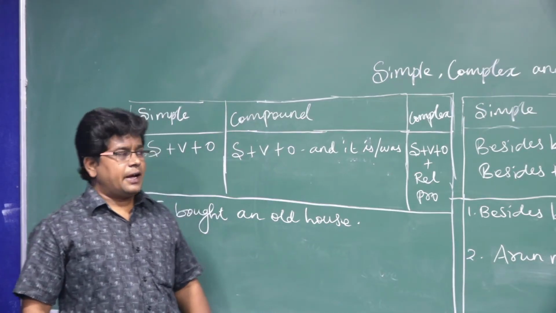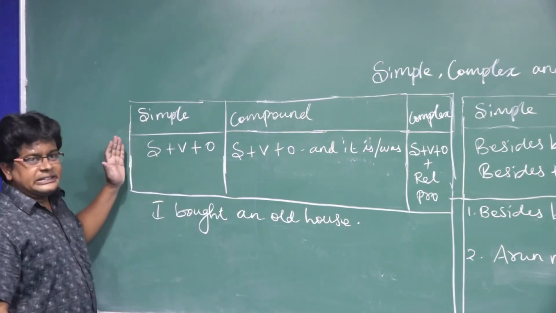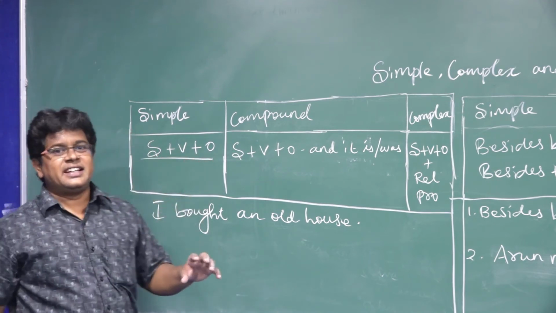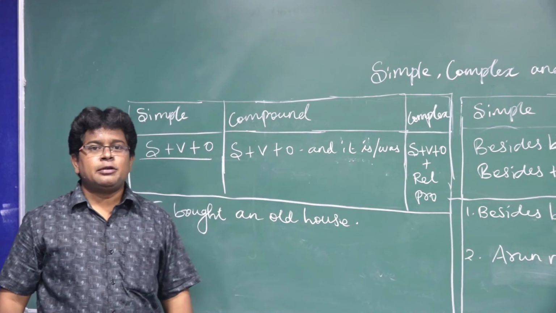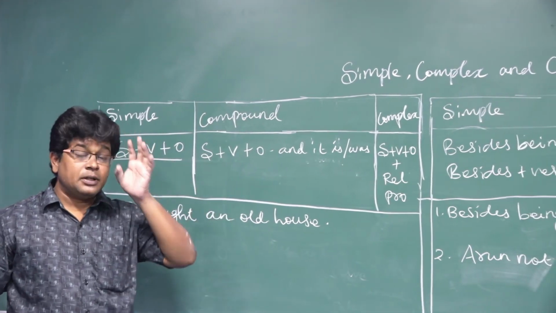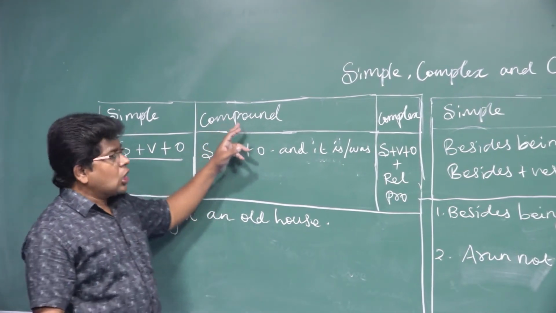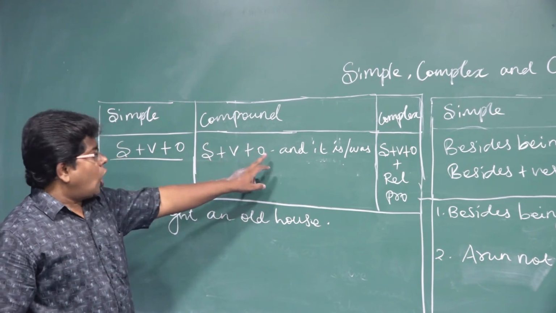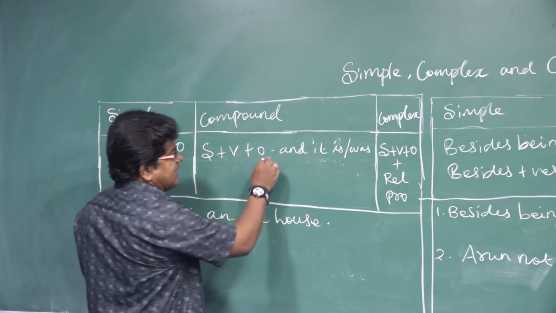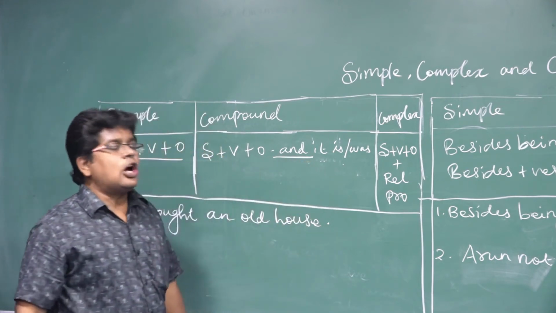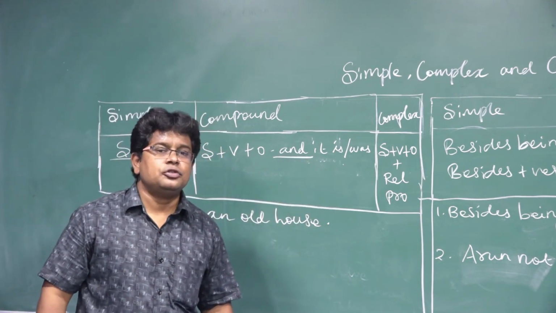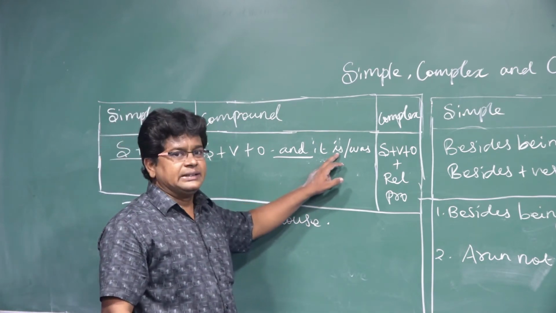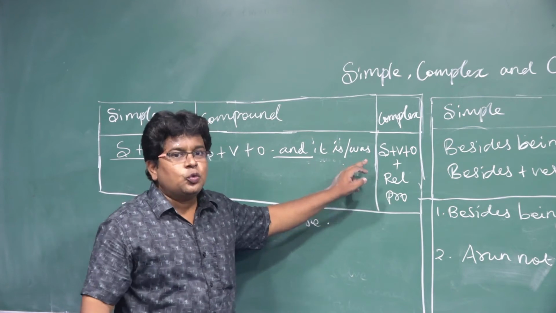Okay, next 9th type. Simple sentence: subject plus verb plus object. That is simple model. The 9th model is very, very simple but important model. Compound sentence: subject plus verb plus object, the same, but here we have to use and it is or was. If it is present, use is. If it is past, use was.